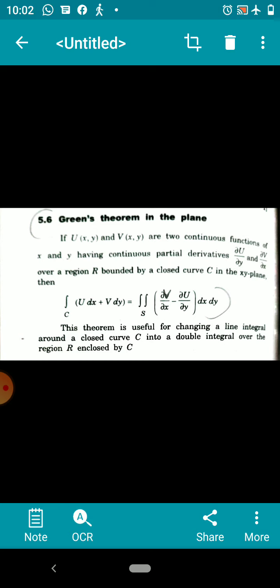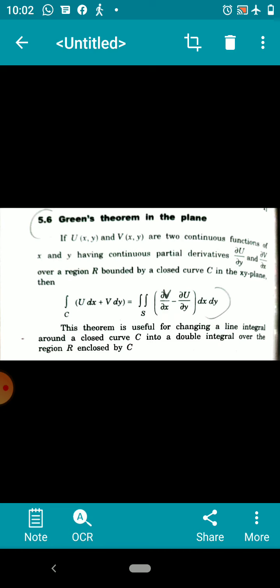So if u and v are two continuous functions of x and y having continuous partial derivatives, dou u by dou y and dou v by dou x, over a region bounded by a closed curve C in the xy plane, then the formula will be integral over C u dx plus v dy equal to double integral over S dou v by dou x minus dou u by dou y into dx dy. So this is Green's theorem.